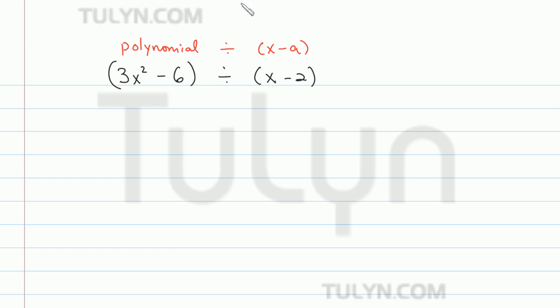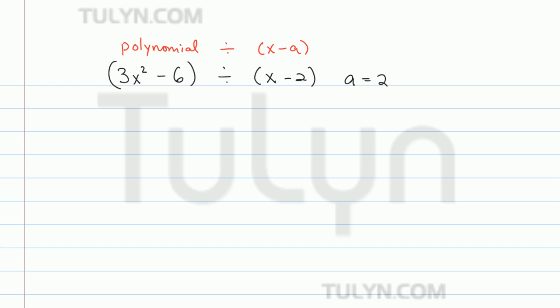Use synthetic division to solve or simplify 3x squared minus 6 divided by x minus 2. Now this is of the form where we can use synthetic division, right? Because the idea is that you have a polynomial divided by a binomial of the form x minus a. And so in this case, a is equal to 2, right? And the left expression is going to be a polynomial.